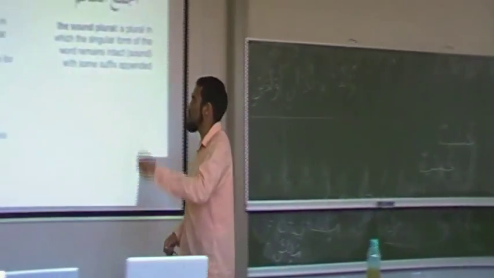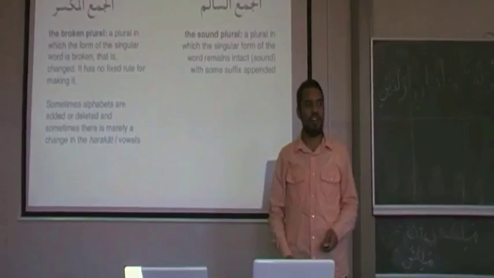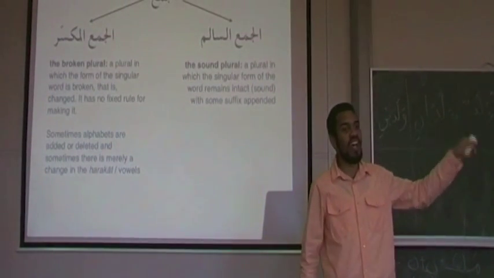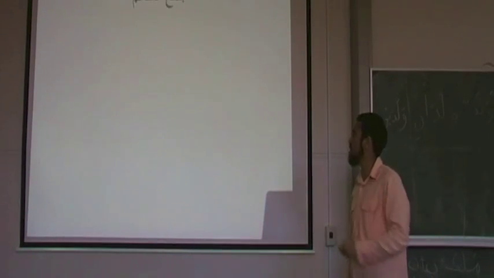Jamal Mukassar is coming. The basic idea is that for this one we don't change anything. We just add something on, the same way we added ani and aini. For the sound masculine plural, or the sound plural, we're going to add on as well. Now again, the sound plural is broken up into two parts: masculine and feminine.